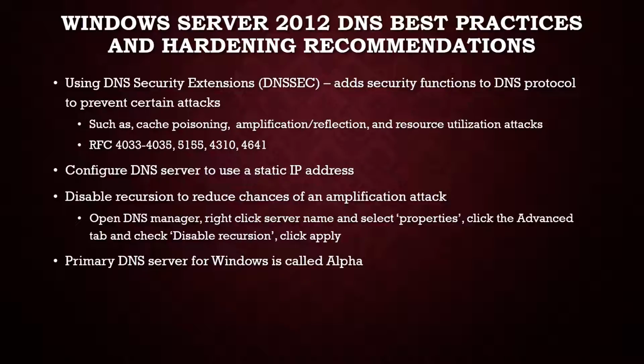Next, primary DNS server. The primary DNS server for Windows is called Alpha. Another thing on DNS amplification attacks is this is usually a process where the open relay is used to send fake data to another server, aiding the hacker's process to take it offline. That's their main goal. It's usually used to stop connections indefinitely.